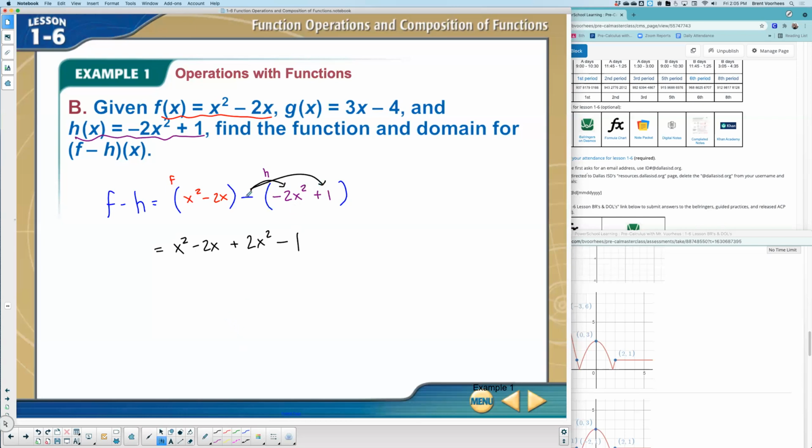So that's why you need to use parentheses, because oftentimes we'll be distributing or something like that, and it'll make a difference if you don't write the parentheses. This 1 would have been a positive 1, not a negative like it's supposed to be. So now from here, I combine my like terms. I have a positive x squared and another 2x squareds. How many x squareds is that? That is 3x squareds, which means I have a minus 2x and a minus 1. That is f minus h. Again, if you want to write the full way, you would say f minus h, parentheses, and then of parentheses x. That would be my solution there.